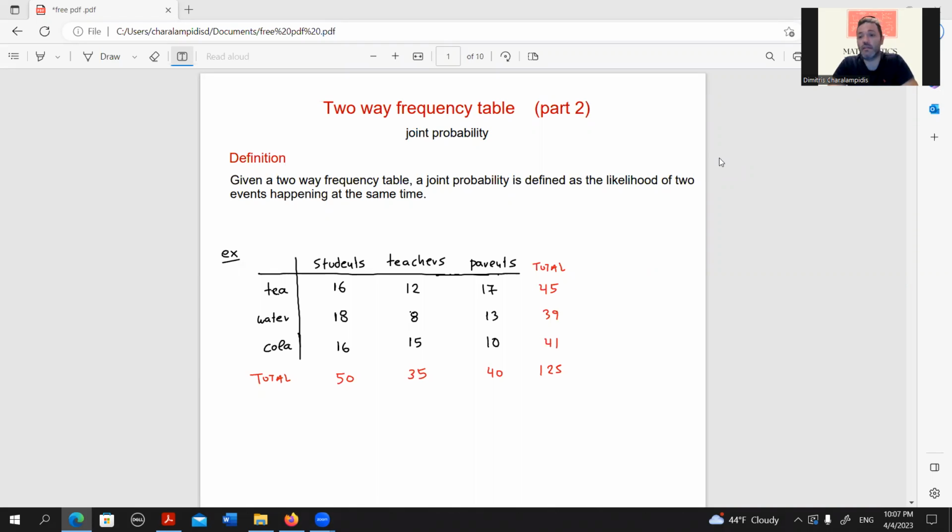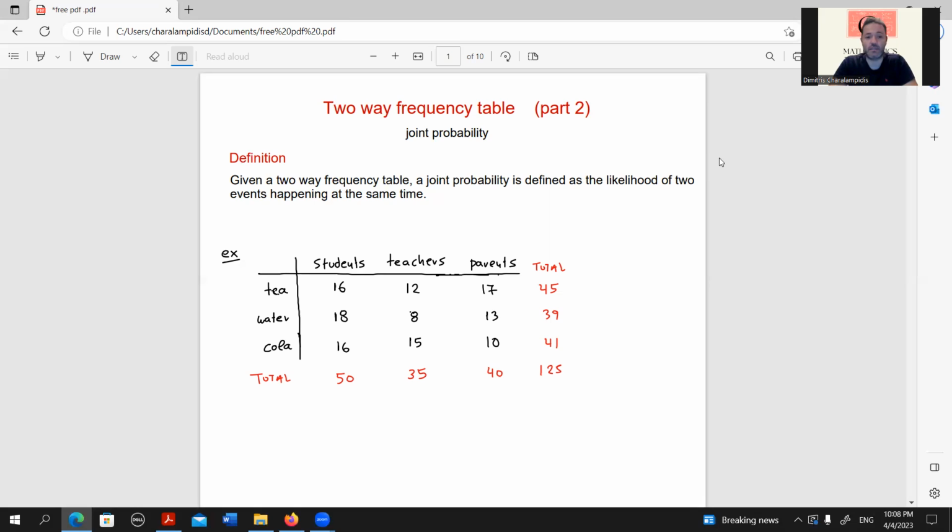I'm a mathematics teacher, and in this video, which is actually the second part in my series regarding the two-way frequency tables, we will talk about joint probability. At first, allow me to give you a short, simple definition. Given a two-way frequency table, like the one we have in front of us in the following example, a joint probability is or can be defined as the likelihood, the probability of two events happening at the same time. Let's see it through the following example.